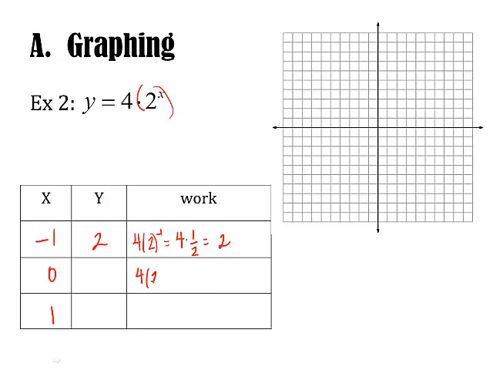So 4 times 1/2 is just 2. 4 times 2 to the 0 power. Well, anything to the 0 power we said is 1. So it's 4 times 1. That gives me 4. 4 times 2 to the first power. Well, that's 4 times 2, which is going to be 8. All right, I've got my 3 points. At -1, I'm at +2. At 0, I'm at 4. And at 1, I'm at 8. 6, 7, 8. All right, so my curve is doing this.